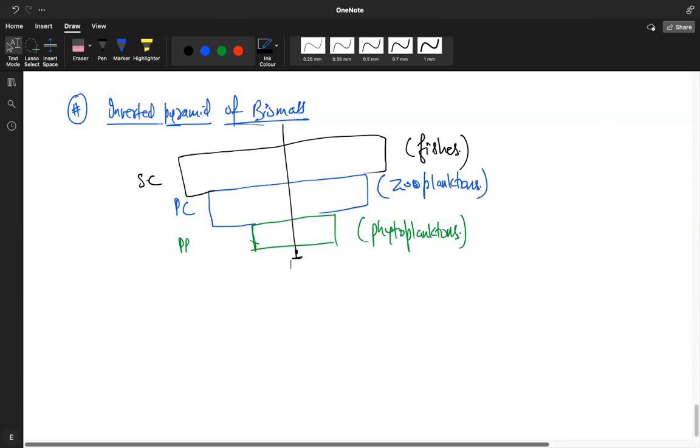Please note this down as a star mark. Inverted pyramid of biomass, write down, is observed in aquatic food chain.